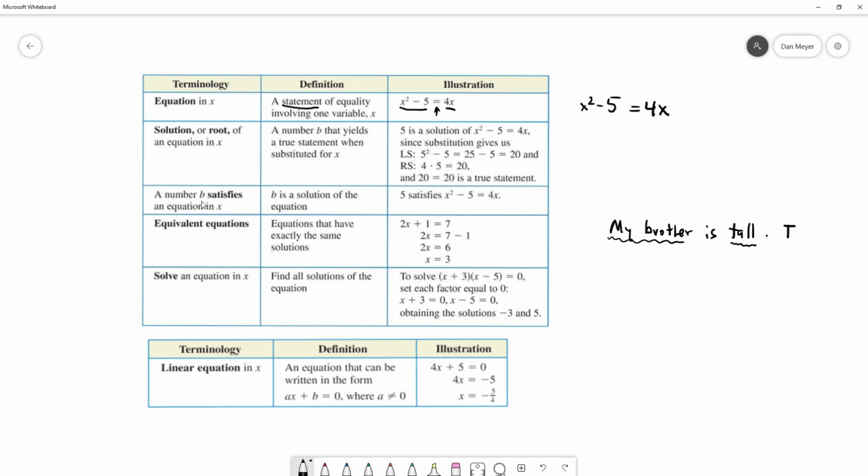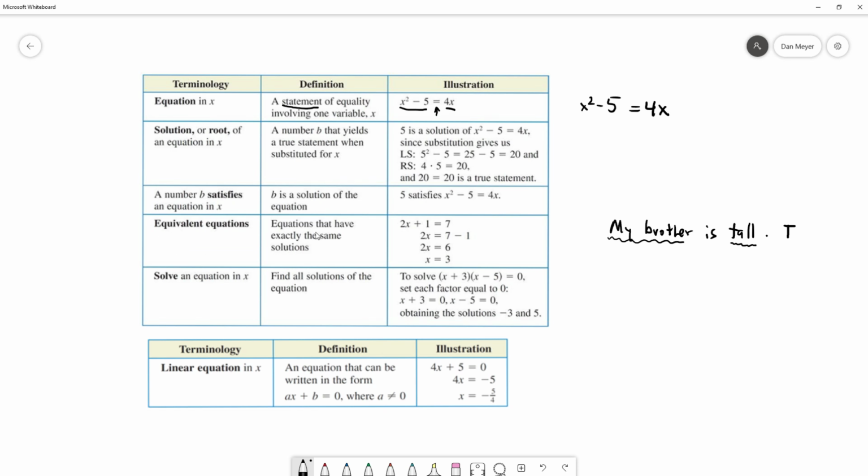The number b satisfies an equation means the same thing as b is a solution. So it's just different terminology. The textbook says solution, root of an equation, variable or number satisfies an equation. Those are all roughly the same thing.